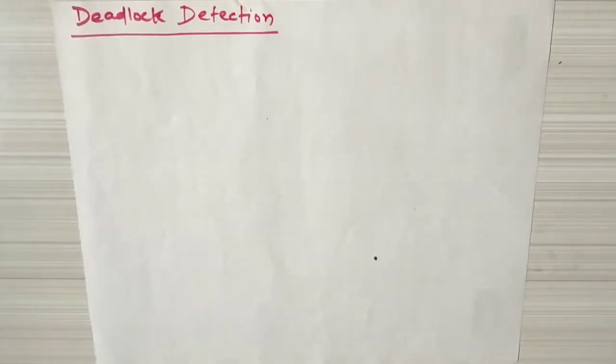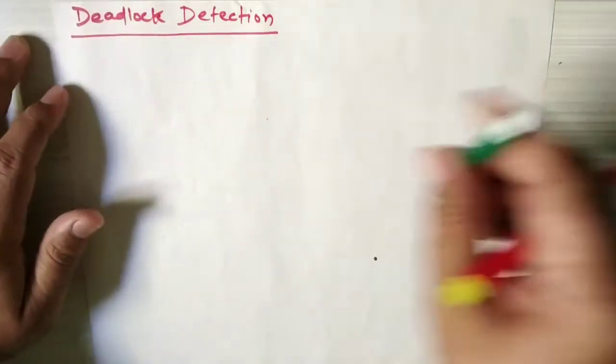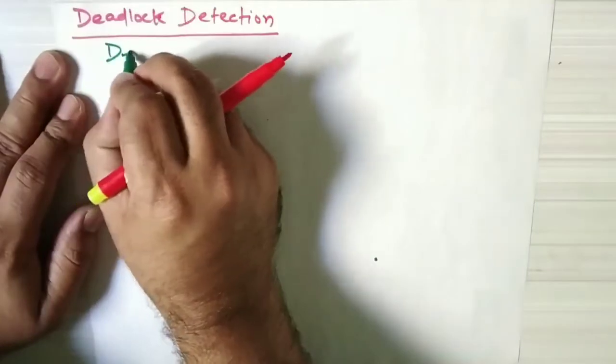Okay, so starting with the topic, that is deadlock detection. In the previous video, we have seen deadlock avoidance and deadlock prevention. If the system is not using any deadlock avoidance and deadlock prevention, then a deadlock situation will occur. Deadlock prevention strategies are very conservative, as we have seen in the last video. They try to solve the problem of deadlock by limiting access to resources and by imposing restrictions on the processes.